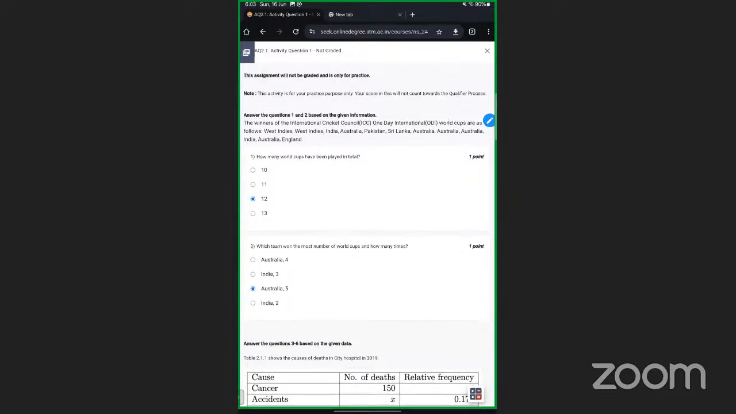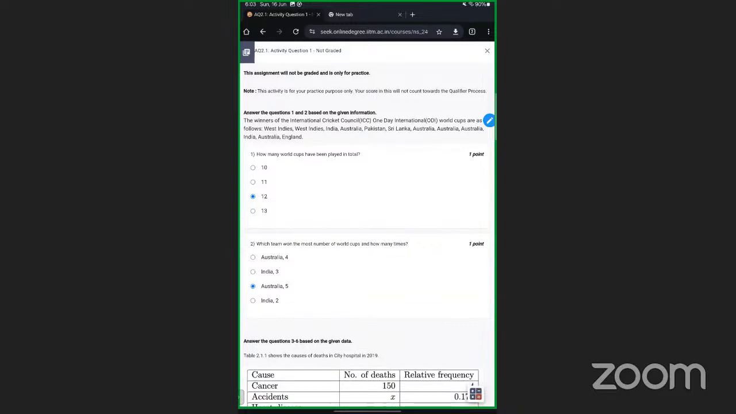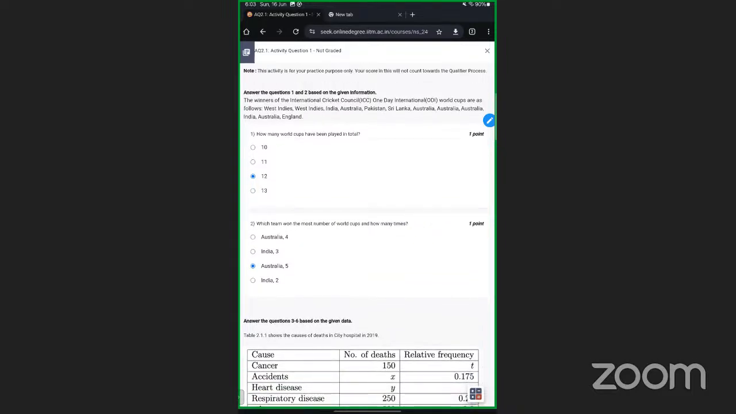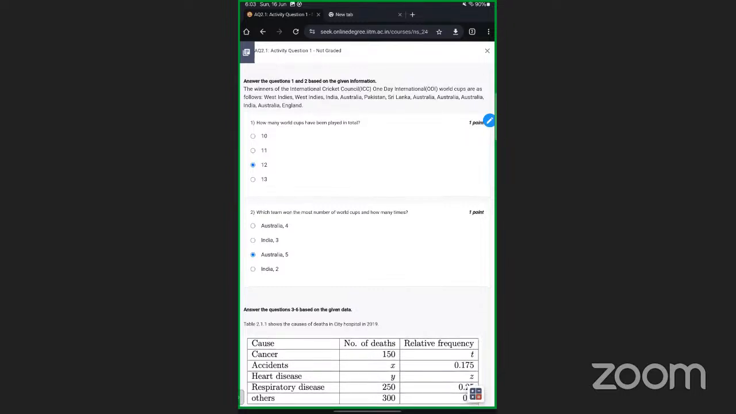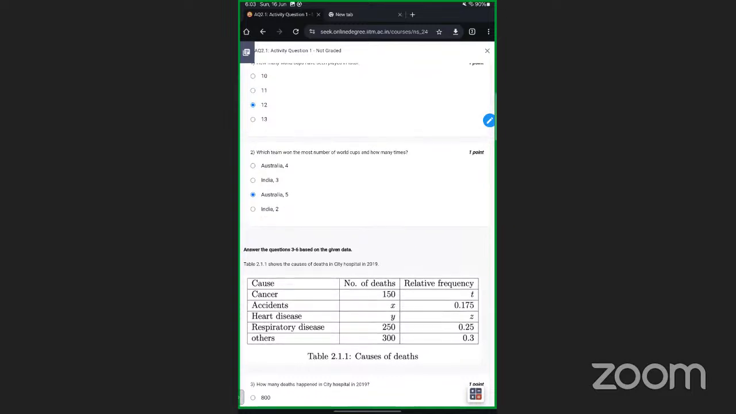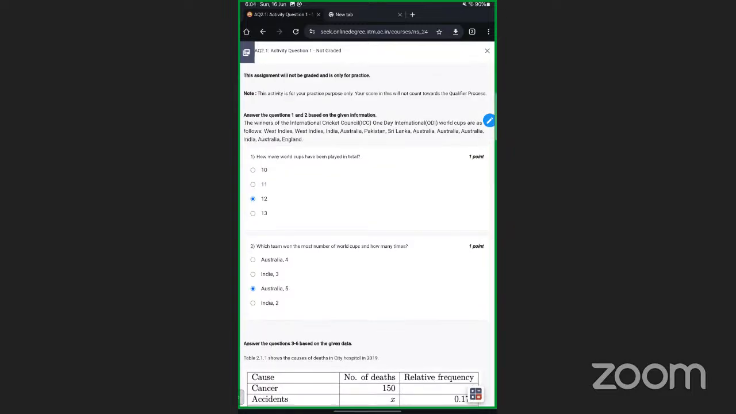So first, activity 2.1. Does anybody have a doubt in question number 1? Yes, sir. I have a doubt in question number 3, sir. Okay, and 4, 5. So there is no doubt here, right?